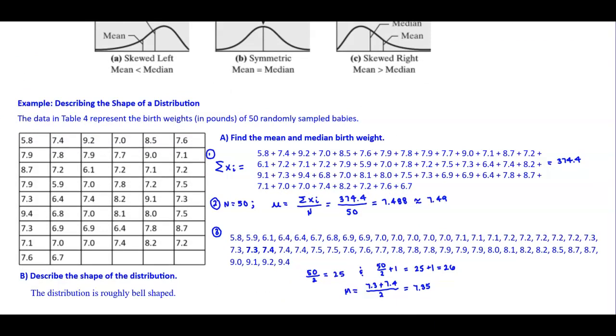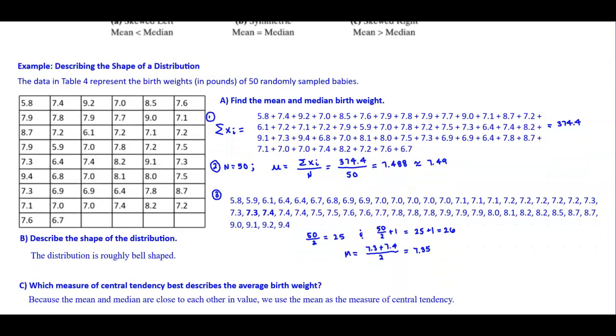Let's go ahead and take a look at an example here. We're going to do this by hand, and then we're going to show how to do this using StatCrunch. So it's important to understand how to do both. Obviously we have a lot of data in here. In this example, we're describing the shape of the distribution. The data in Table 4 represent the birth weights in pounds of 50 randomly sampled babies. For part A, we want to find the mean and the median birth weight. To find the mean, we would have to find the sum of all these values. If we add up all these data values, we get a total of 374.4.